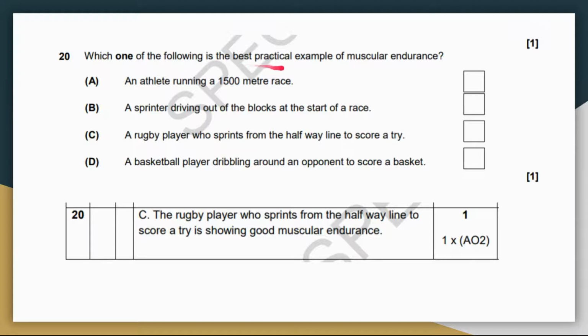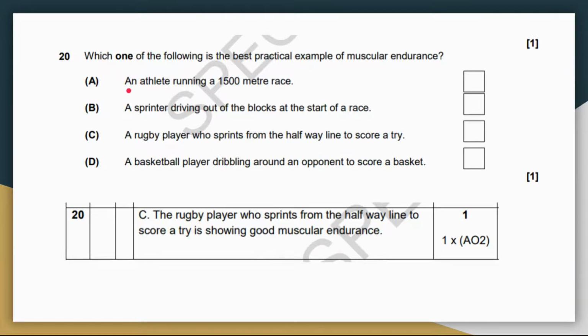Which one of the following is the best practical example of muscular endurance? So we've got 4 options here, and the answer down the bottom, C, is from the mark scheme, and it's saying that a rugby player who sprints from the halfway line to score a try. I think this is a horrible question, really, because in my eyes, that doesn't really require much muscular endurance. It's mainly speed, and over a short period of time. It's only going to take a rugby player a very short period of time to run from a halfway line in order to score a try.